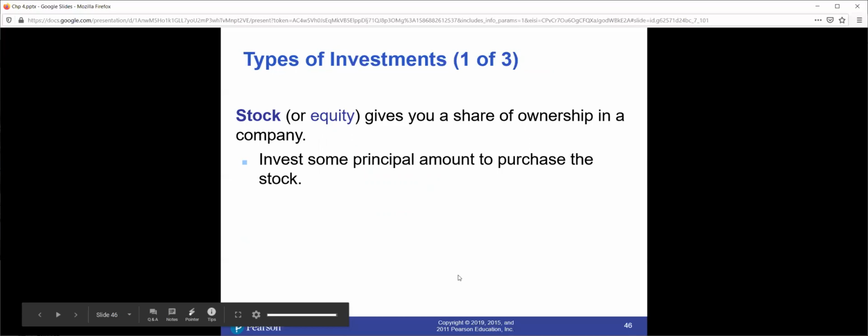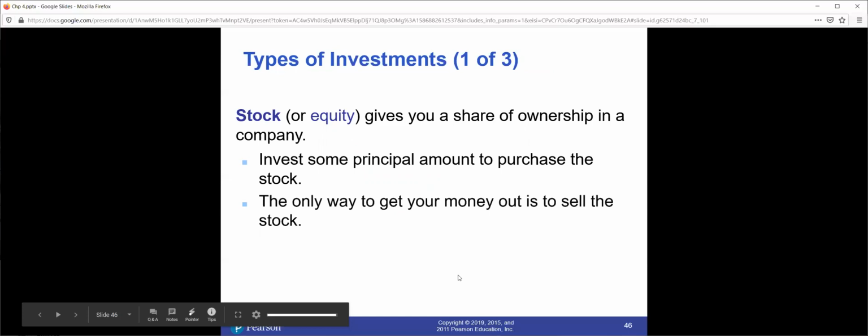You invest some principal amount to purchase a share of the company, the stock, and you get money out if you sell the stock. If you do not want to be a part owner of that business or company anymore, you can sell your stock to someone who does want to be a part owner. And hopefully the business has grown since you bought that initial stock, so the stock's worth more, so you make money.